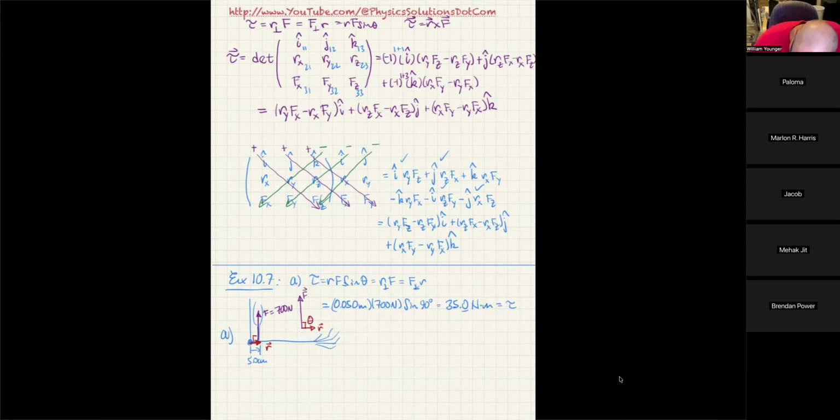And of course, that's just the magnitude. But if you wanted to actually calculate the vector, it's R cross F. So we put our index finger pointing to the right, we put our middle finger pointing up in the direction of the force, and then the thumb is pointing out at me. So the torque is toward me.